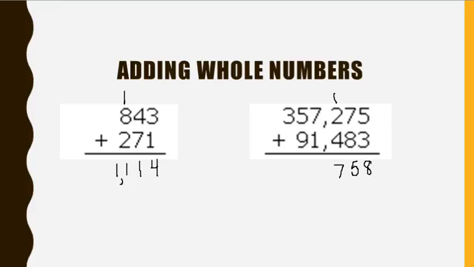So some kids, when they get to big numbers like this, they freeze up because they think suddenly it's going to be harder, but it's really the same exact thing. Just take one step at a time. 7 plus 1, 5 plus 9, and then 1 plus 3. And then eventually you get to your answer.